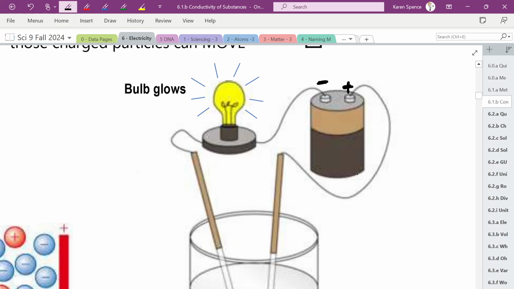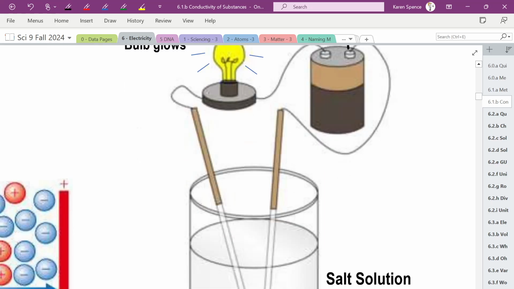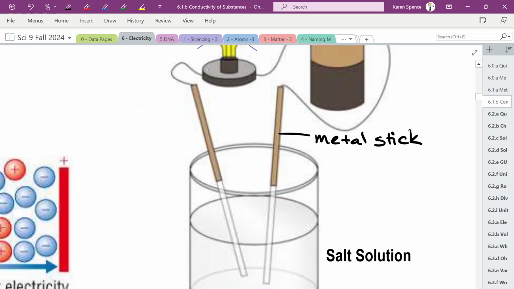Anywho, what that means is that this little stick here is going to be a metal stick, just like those wires that we put into the solution yesterday. And this one is going to be positive because it was attached to the positive terminal of the battery.